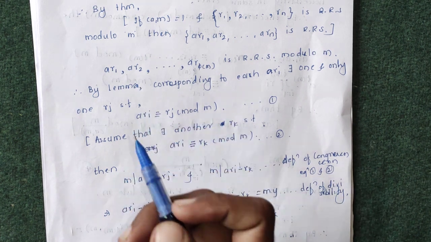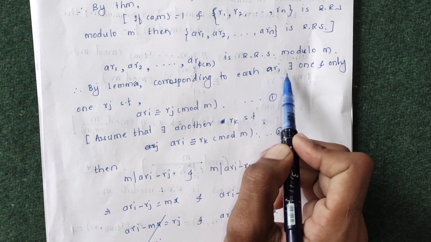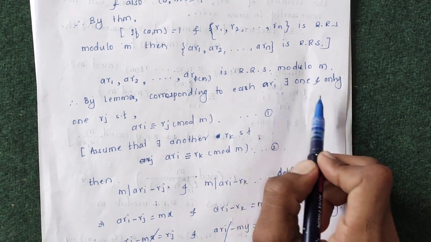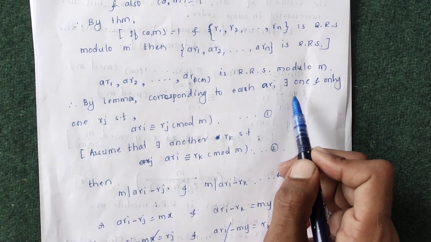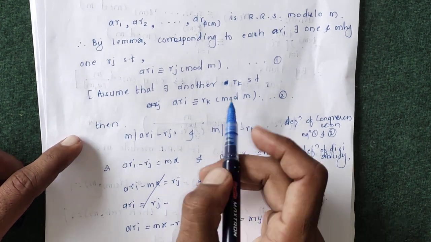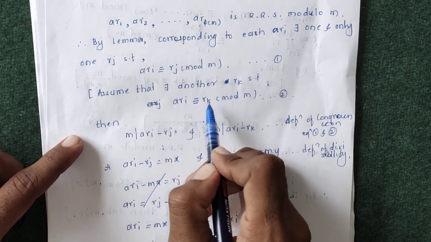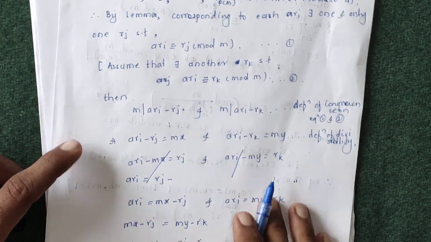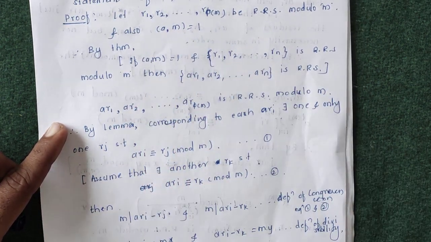After that, using the lemma, that lemma says that corresponding to each ari, there exists rj such that ari is congruent to rj modulo m. But that lemma doesn't say that there exists one and only one rj. This rj must be one and only one, since if there exists another integer rk, then we get a contradiction, by using these two congruences and the definition of congruence and divisibility. A contradiction to what? A contradiction to r1, r2, up to r φ(m) being a reduced residue system.